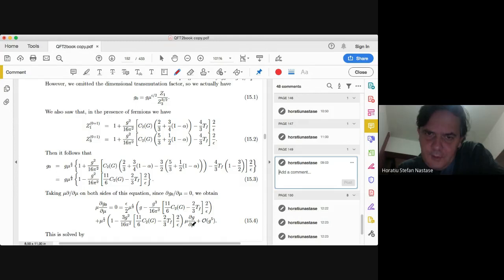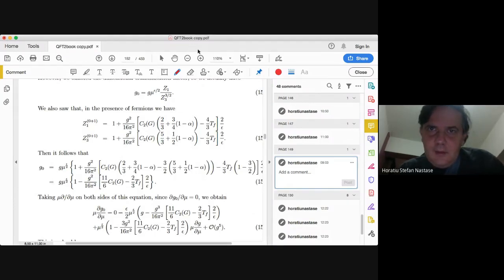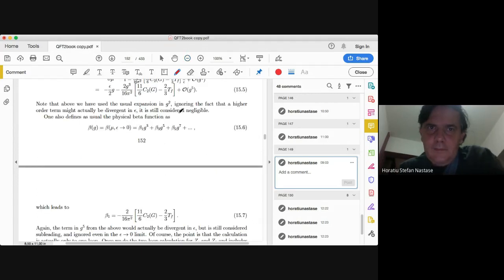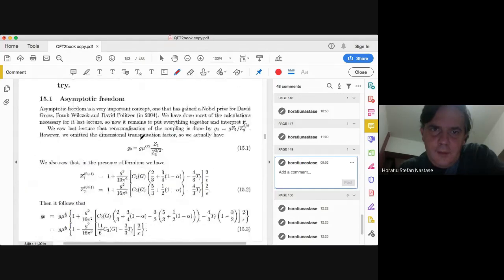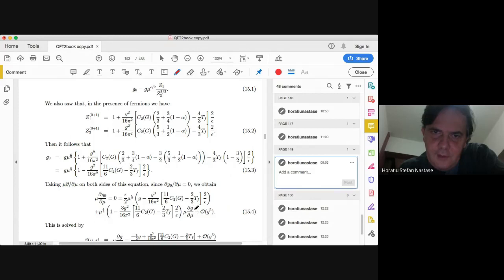And so there's this contribution mu dg/dmu times, well, there's this contribution with dg/dmu that's proportional to the same mu to the epsilon over 2 times this whole thing, 1 minus g squared over 16 pi squared times this. All right. Then I act also on mu to the epsilon over 2 itself. So then I get this epsilon over 2 mu to the epsilon over 2 times g times this. So times g minus g cubed over 16 pi squared times this.